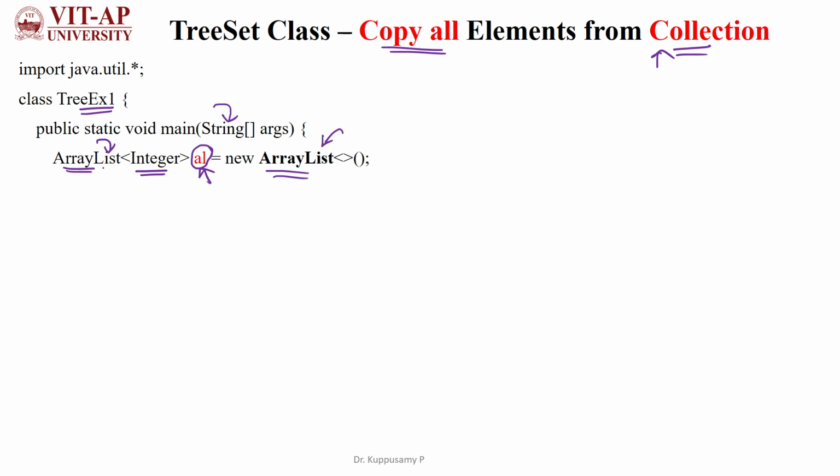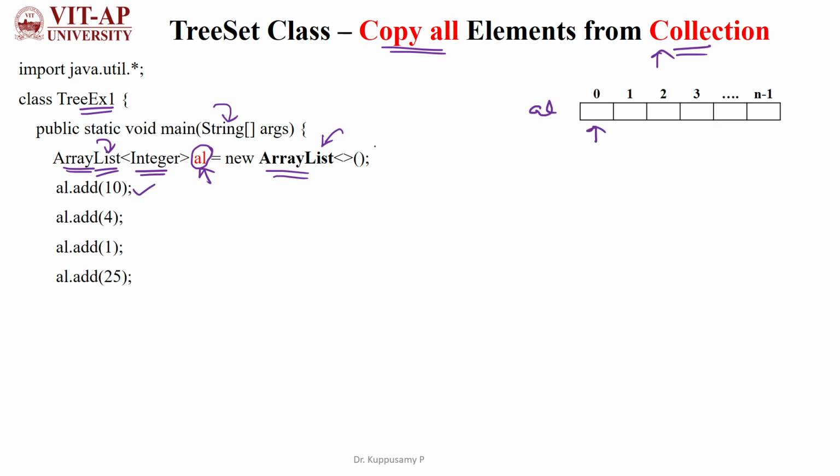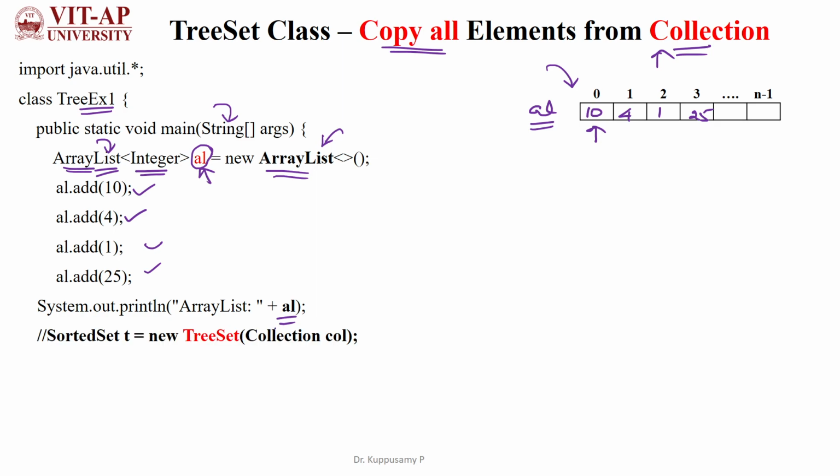Sorry, List interface. Here the List interface is implementing, and when you are instantiating AL, this ArrayList structure will be created. Then I am adding elements one by one, first 10, then 4, then 1 and 25. So 4 elements are stored in the object AL, which is representing the ArrayList. Now I am printing the elements of the ArrayList here. After that, I am going to copy all the elements available in AL to the TreeSet.